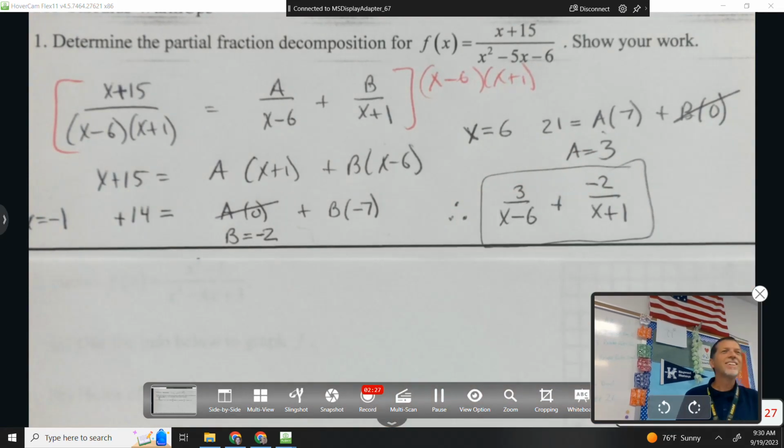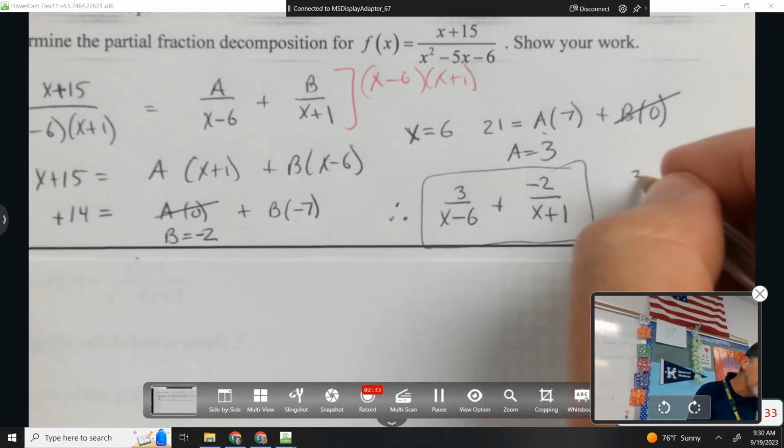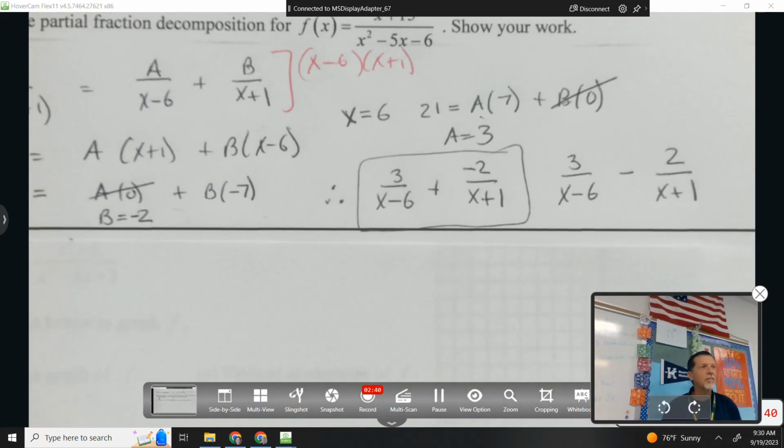Therefore, you don't have to. Not to pick on McKenna, but she was concerned about the negative thing. So if you wrote it like this, that would be okay as well, but there's really no reason you have to do that.